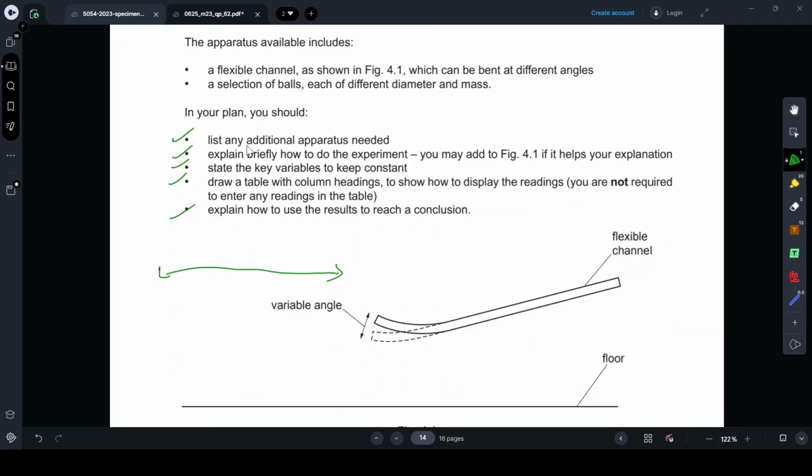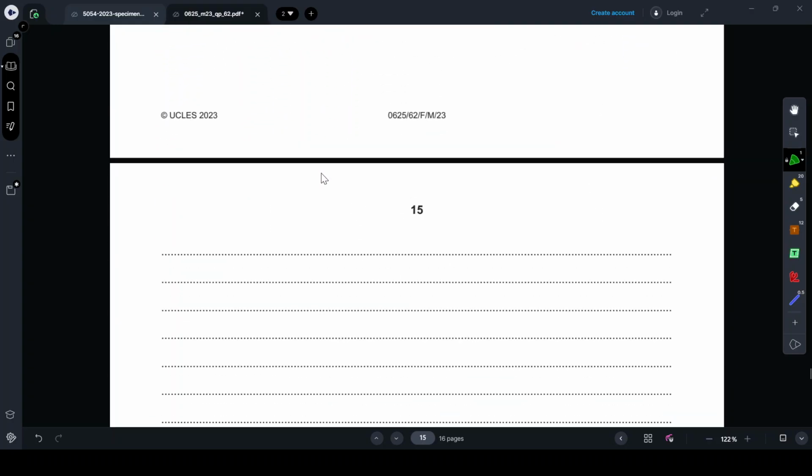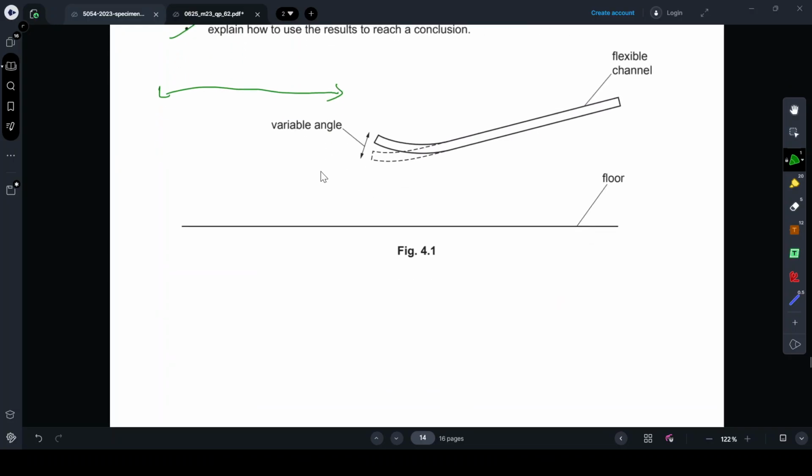In your plan, you should list any additional apparatus needed. Explain briefly how to do the experiment. You may add to figure 4.1 if it helps your explanation. State the variables to keep constant. Draw a table with column headings to show how to display the readings. Explain how to use the result to reach a conclusion. So they basically told you what to do. You're not required to enter any readings in the table. What does that mean? Just draw the table to show what kind of table you'll make. Oh, okay.